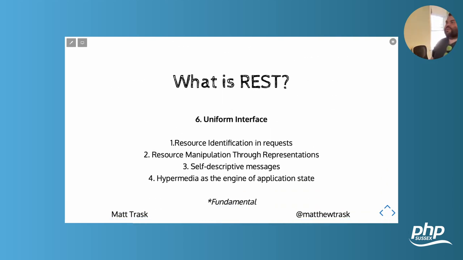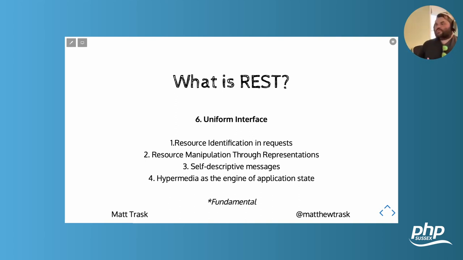But the last one is the uniform interface, and this is what really gets you towards that last step of the REST pyramid of greatness. We have resource identification in requests. We manipulate the resources through the representations in the data structures that we send back. We send back self-descriptive messages, because this API is not watched 24 hours a day, 7 days a week. So when we send back errors, we want it to be not just that there is an error, but rather, hey, this happened, here's why it happened.